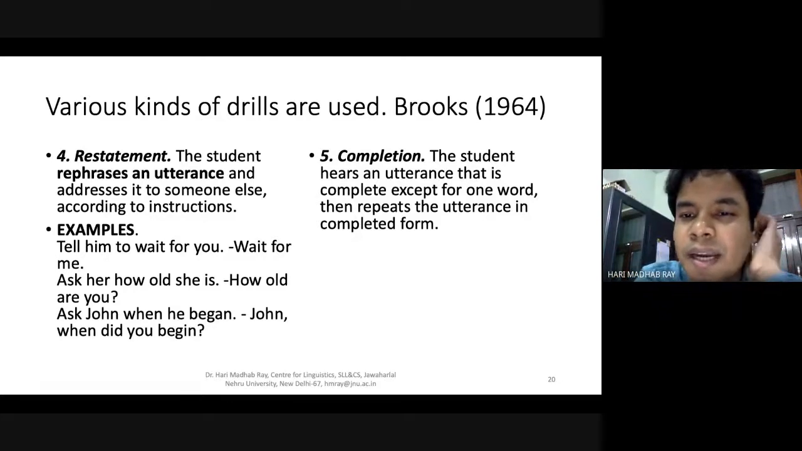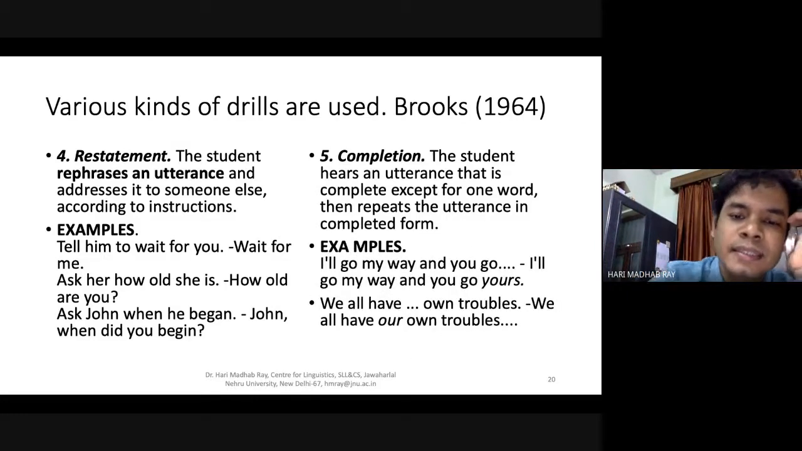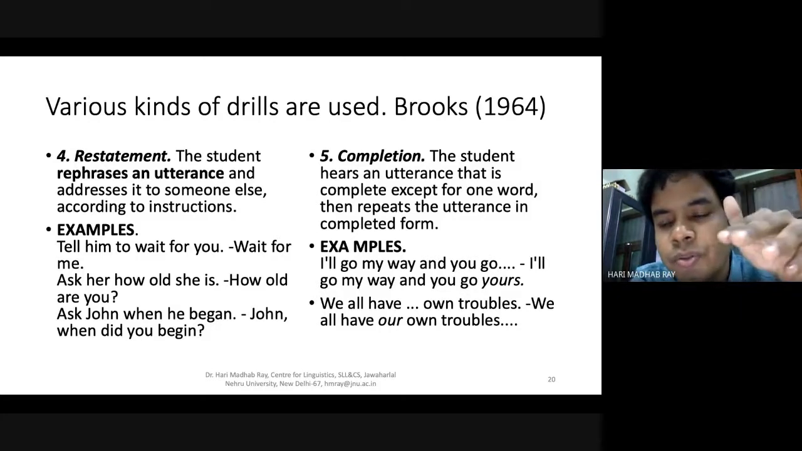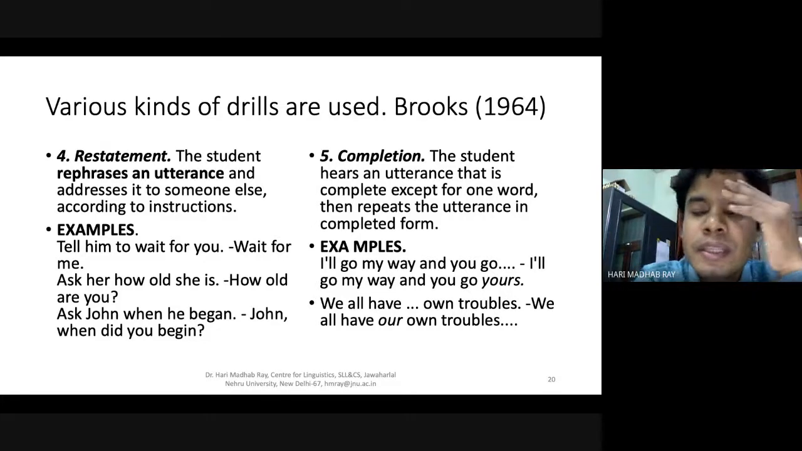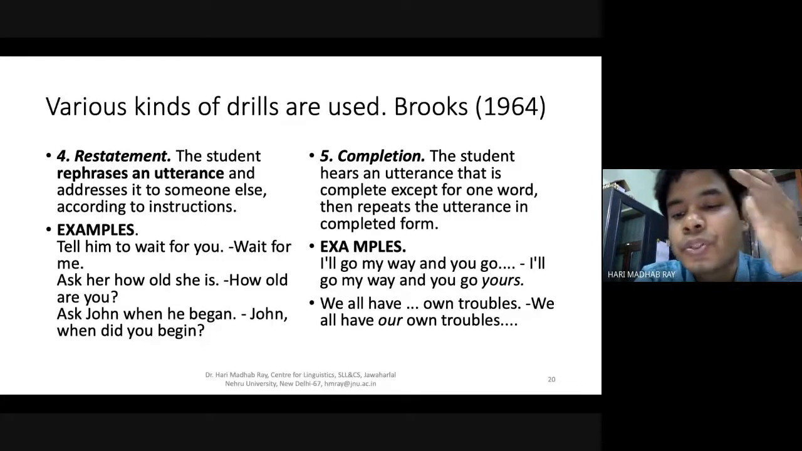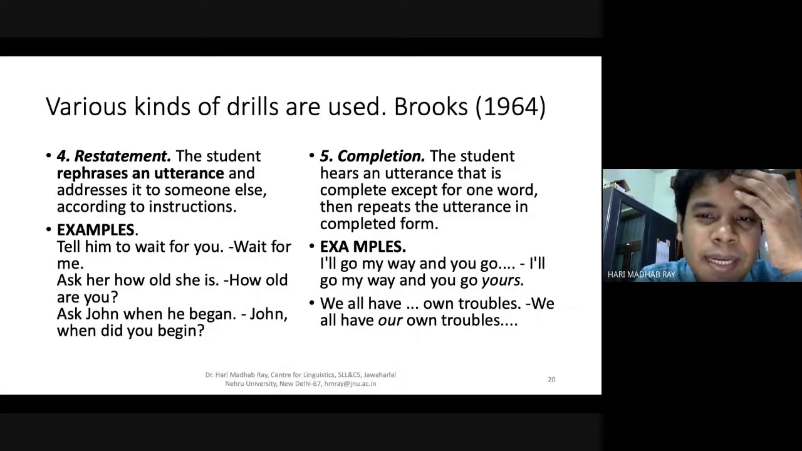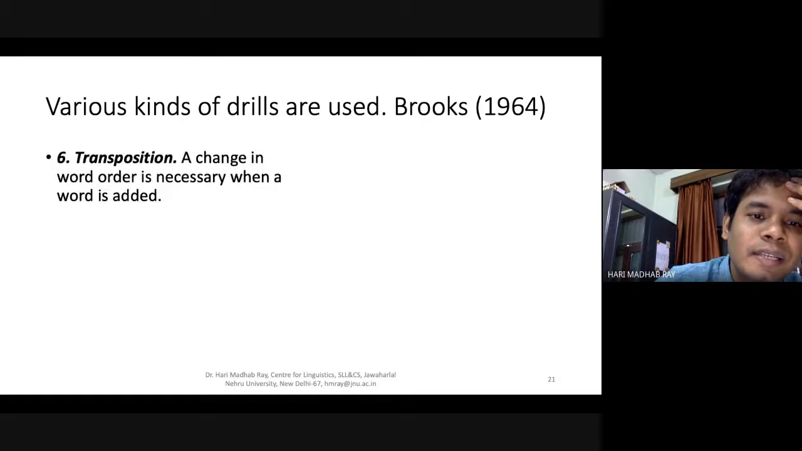The student hears an utterance that is complete except for one word, then repeats the utterance in completed form. So the teacher says, I'll go my way and you go yours. So the student will have to fill that, you see. We all have our own travels. So that kind of completion, the fill in the blank types of things. So students will have to do that. So the completion drills, and then another type of drills, that's transposition.